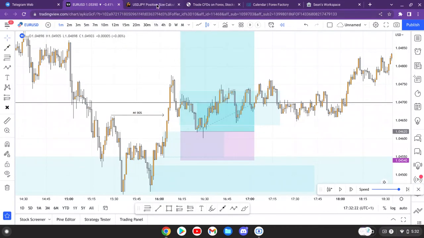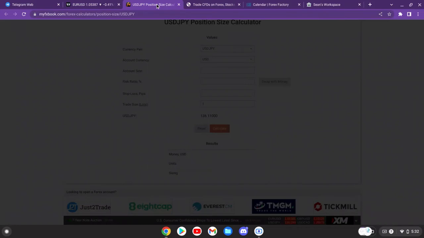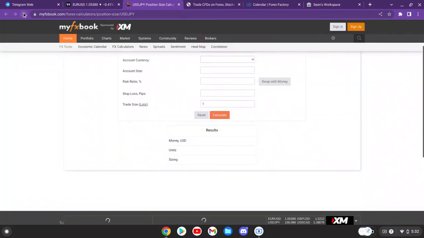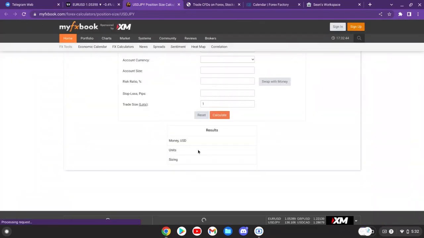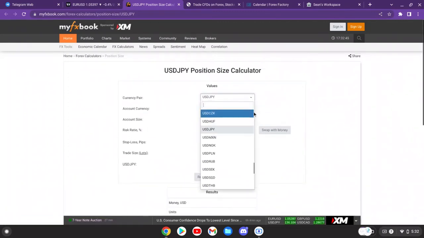I'll cover that in a second, but first thing I'm going to do is come to my position size calculator, and this is where you actually work out your risk for a trade. So you're not using risk management correctly if you're not using this, pretty much. Don't know what's going on with this, probably my Wi-Fi. There we go. Okay, cool.